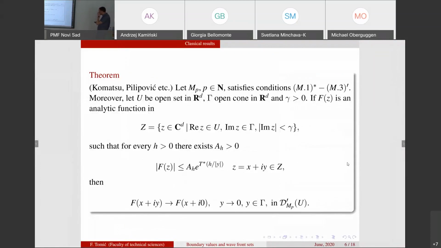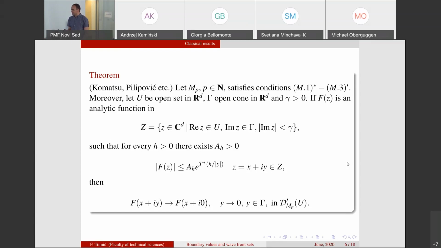And this is the boundary value theorem, which has been done by many authors. I wrote here Komatsu, and of course Professor Vučković has the book together with Professor Kamiński and Carmichael, with a lot of versions of this type of theorem. What is the main idea here? Again, we have the analytic functions. Again, this imaginary part is in the cone.